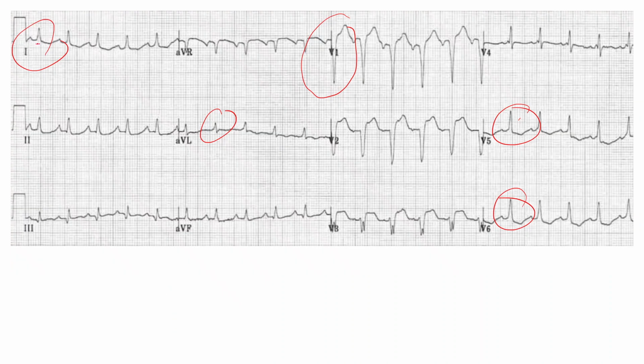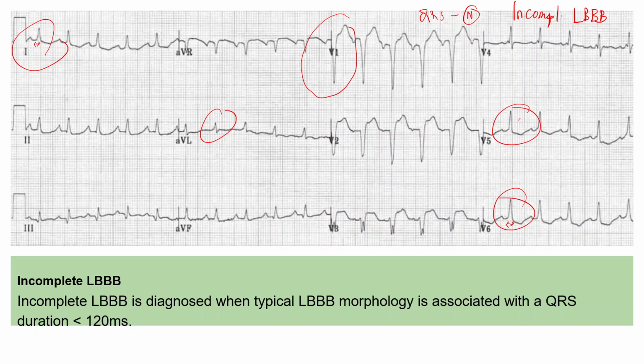Here the QRS is maybe some 2 small boxes. You can appreciate here also it is between 2 to 3 small boxes. That means the QRS complex is normal or narrow. So whenever you are getting a bundle branch block pattern with a normal or narrow QRS, that is known as incomplete bundle branch block. This point also I have told you previously. This is a case of incomplete LBBB. So incomplete LBBB is typical LBBB morphology with a QRS duration less than 120 milliseconds.